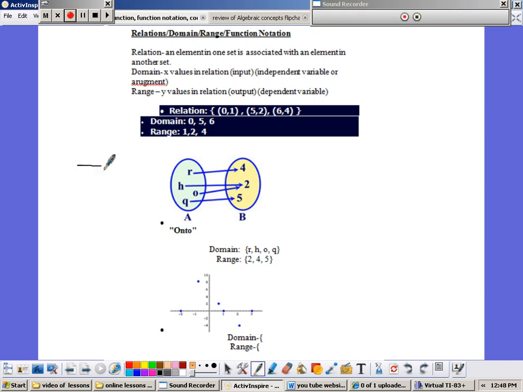Now, sometimes when you get a picture, it's easier if you write out what it shows you. So I find out that the domain is R, H, O, and Q, and my range is 2, 4, and 5. Notice they did place them in numerical order.